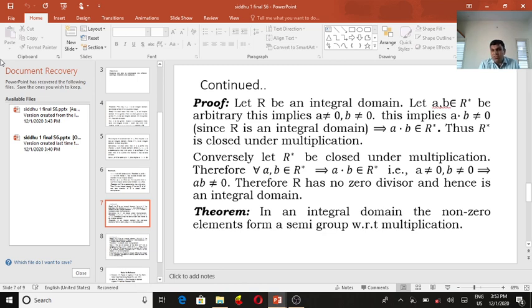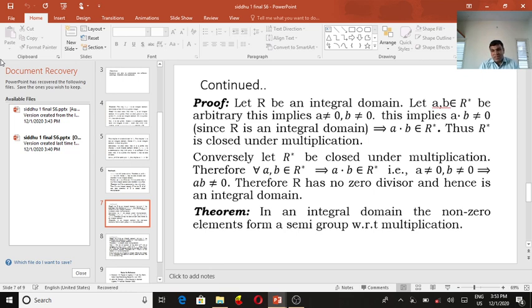That is, A not equal to 0, B not equal to 0. This implies AB not equal to 0. So this is obvious using the first statement in the sufficient statement form: A not equal to 0, B not equal to 0, the product should not be 0. Therefore, R has no zero divisor, and hence it is an integral domain.